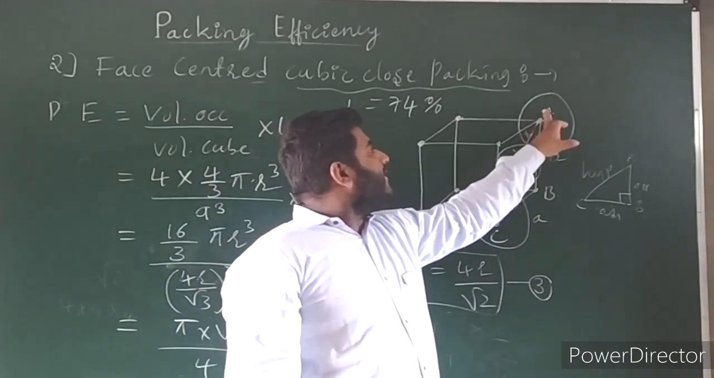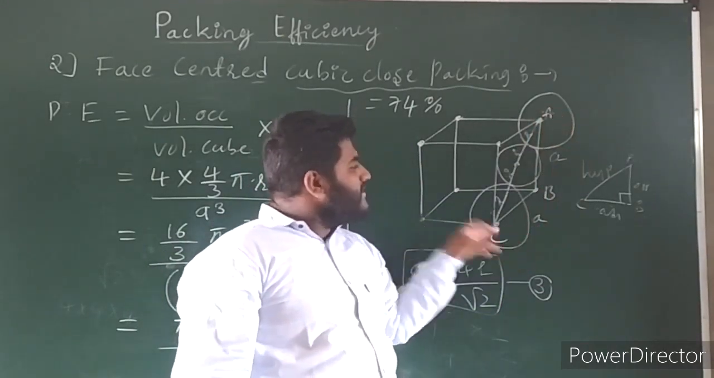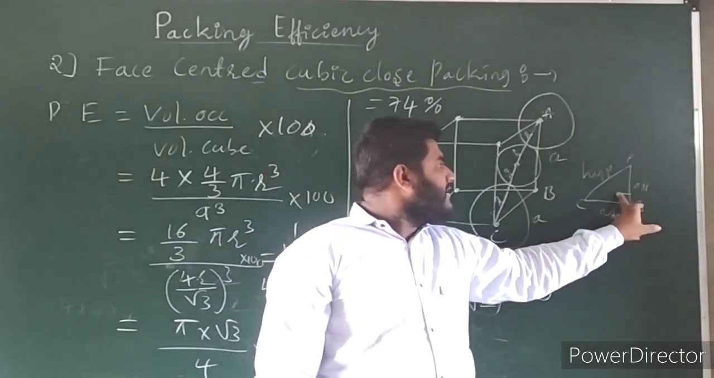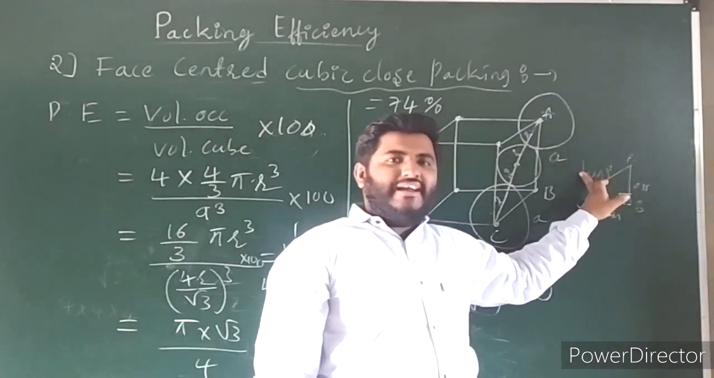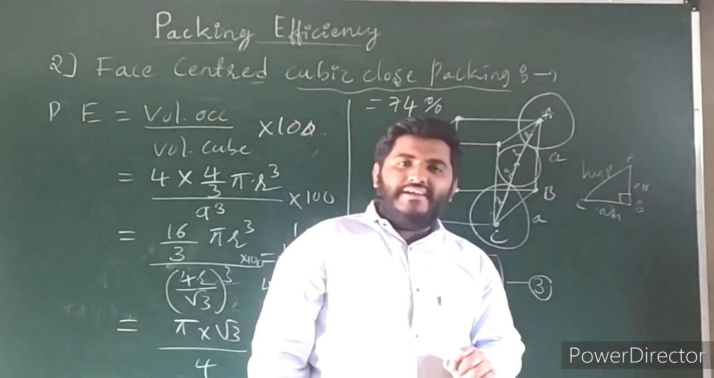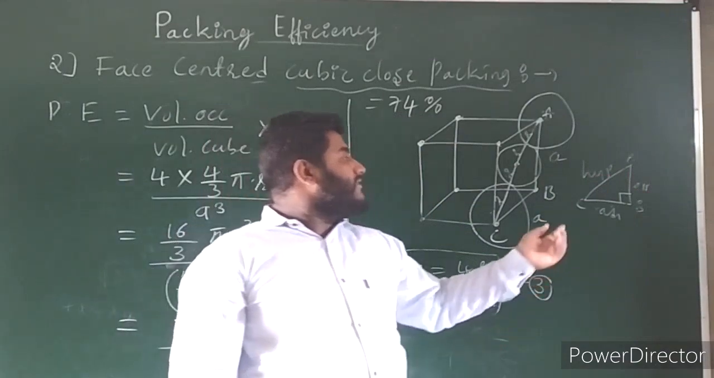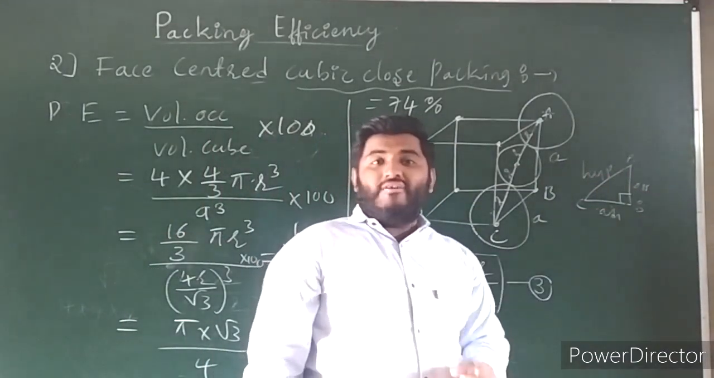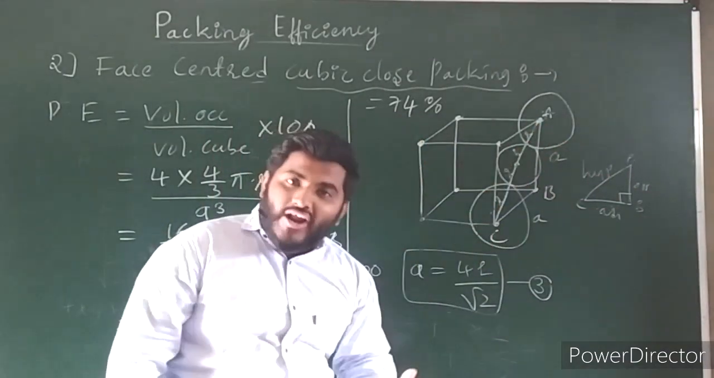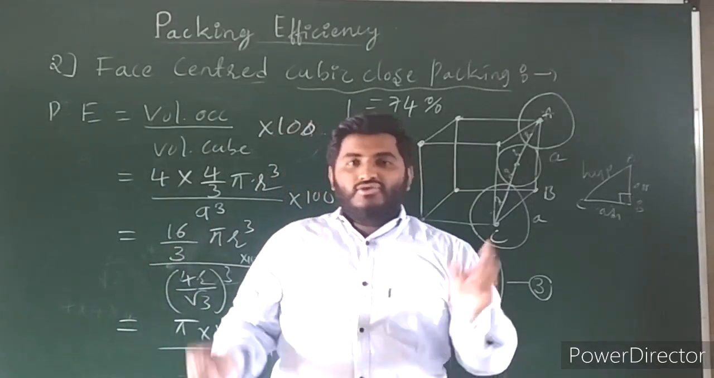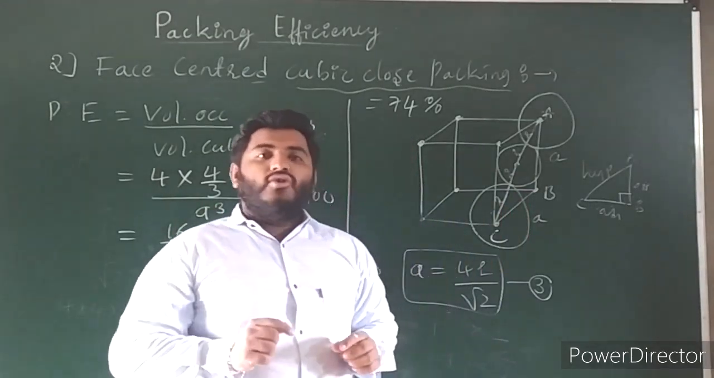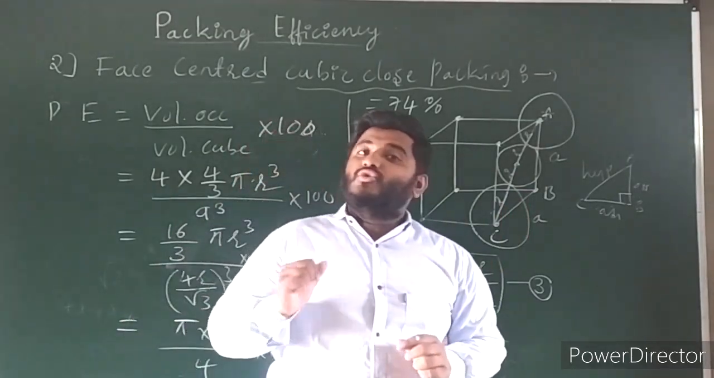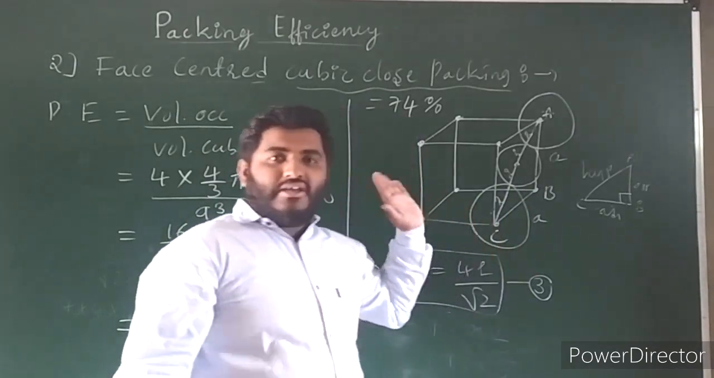According to the Pythagorean theorem, ABC, I have written here, the square of the hypotenuse side is equal to the sum of squares of the other 2 sides. You get the value as how much? Root 2a we are getting. AC is equal to 4R, AC is equal to root 2a. So equating, a is equal to 4R divided by root 2. That we have to keep as it is.